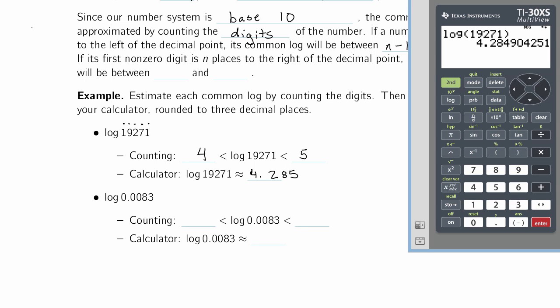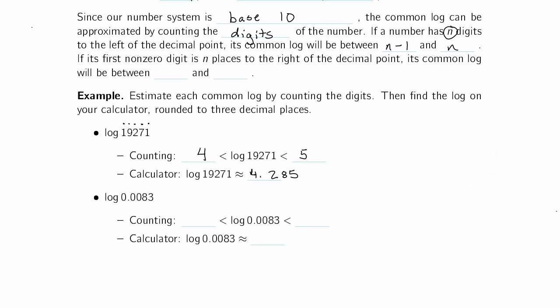What about small numbers? We can look at how small a number is based on where its first non-zero digit is. If its first non-zero digit is n places to the right of the decimal point, then its common log is more than negative n and less than the next number, negative n plus 1.